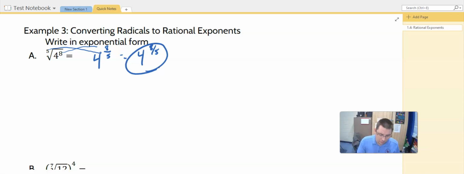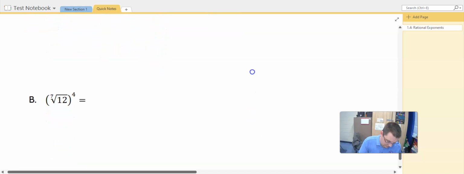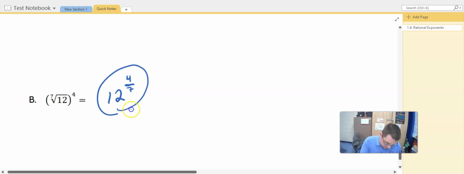Okay? And so there's one more example we're going to look at real quick. The 7th root of 12 to the 4th power. And so again, we're converting this over. So 12 is our base. Think about what goes where for our fractional exponent. The 7 is our index, so that'll be our denominator. The 4 is our power, and so that would be our numerator of the final power. And so this is 12 to the 4/7 power.